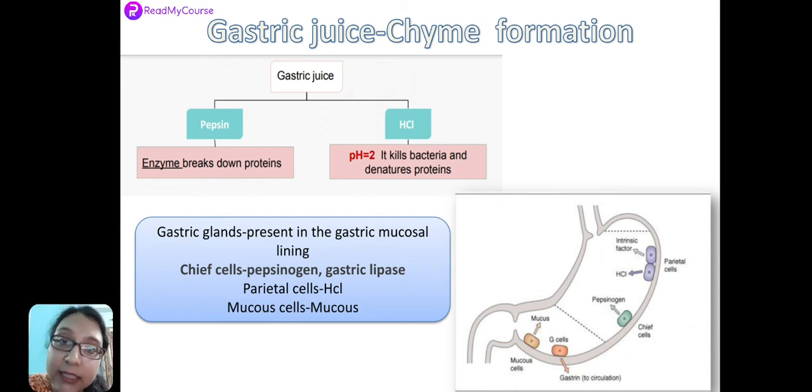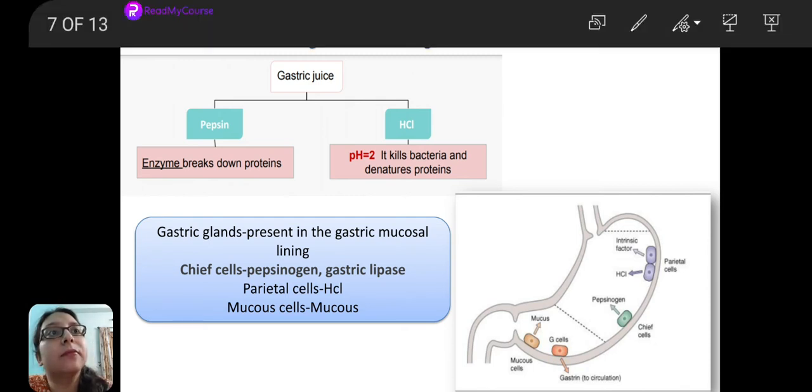Now, I have said that the stomach produces gastric juices. The gastric glands which are lining the wall of the stomach produce this gastric juice. What is the main component of the gastric juice? We have HCl, we have pepsin, right? HCl, why is it important? It lowers the pH, it makes the pH 1 to 2. What happens is it kills the bacteria and denatures the proteins, right? Pepsin is basically an enzyme and it helps in further breaking down of the proteins. So the stomach is one of the main sites of protein digestion.